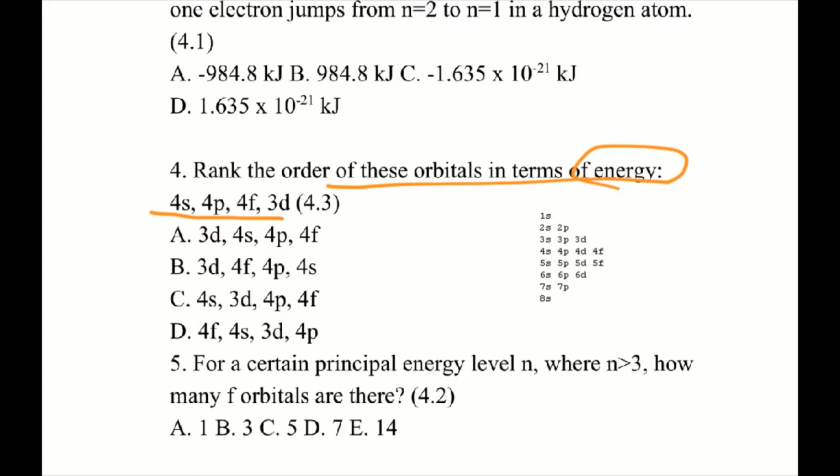So let's start, I think the lowest energy would be 4s because it starts here. And then second goes 3d, and then 4p, and then where's 4f? Oh, 4f is all the way here. So I just found the order. So it would be 4s comes first, and then 3d comes next, and then 4p comes after, and then finally you have 4f.